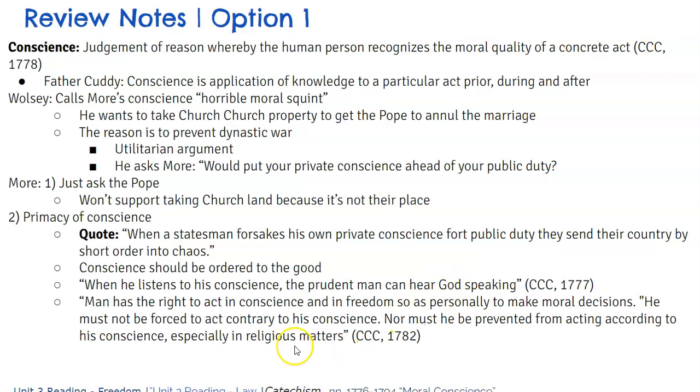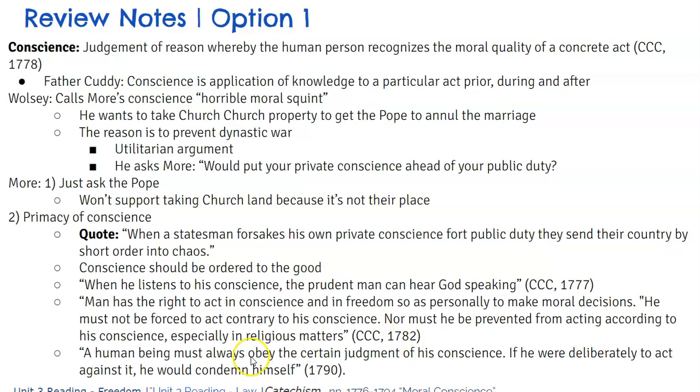That's why he takes it so seriously. Another quote from the Catechism: man has the right to act in conscience and in freedom so as to personally make moral decisions. He must not be forced to act contrary to his conscience, nor must he be prevented from acting according to his conscience, especially in religious matters. So Moore's perspective is also recognized by the church.